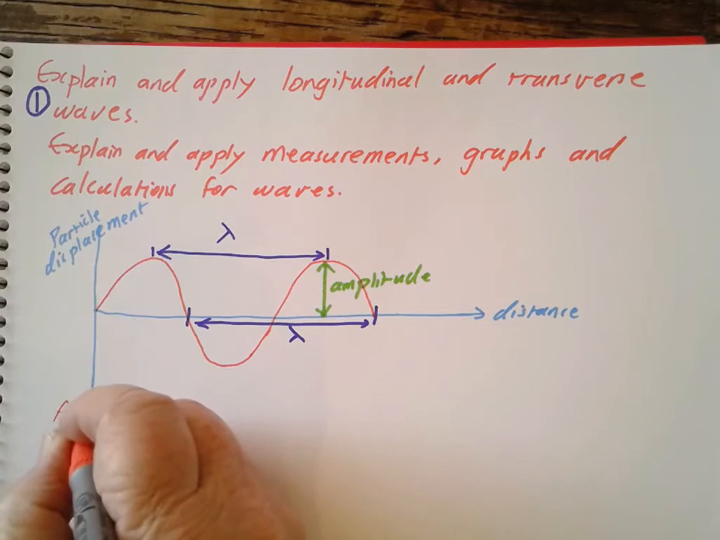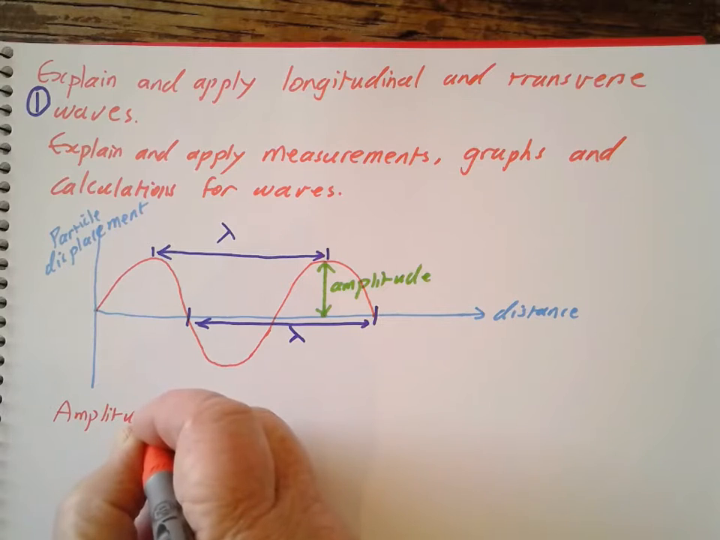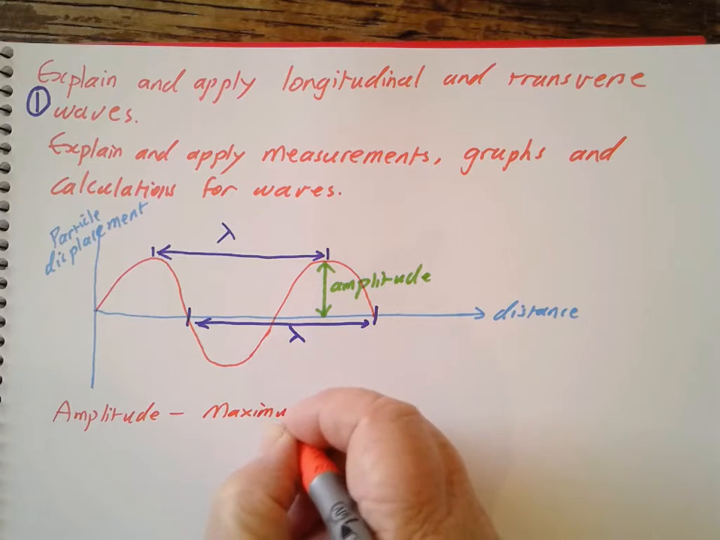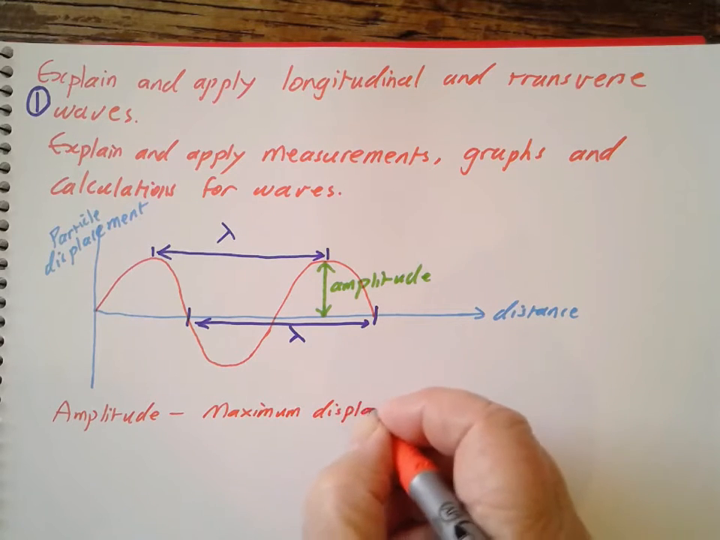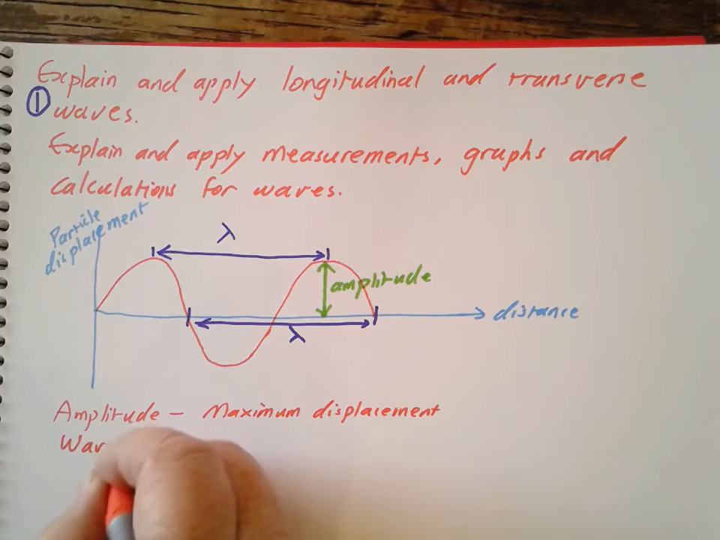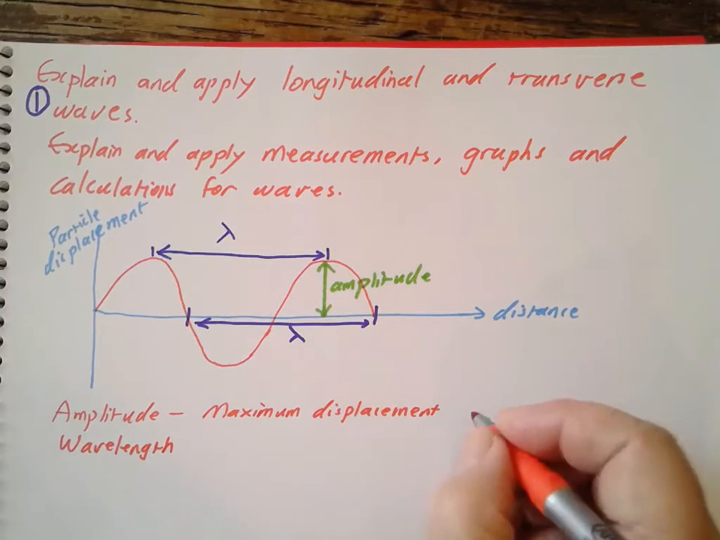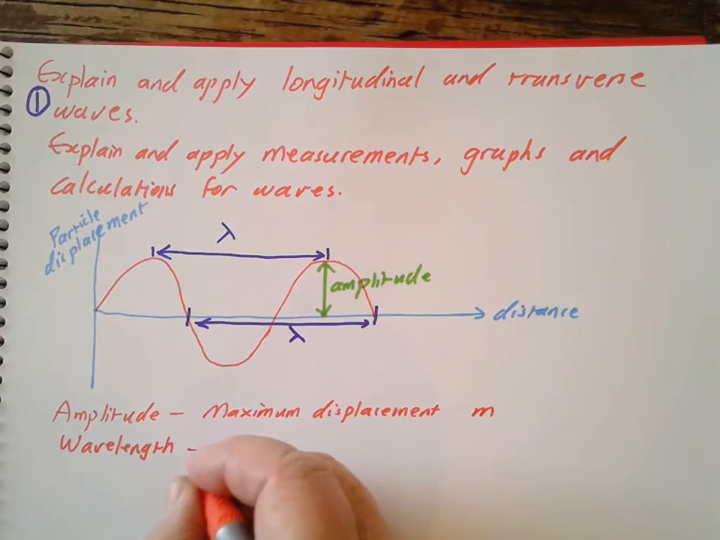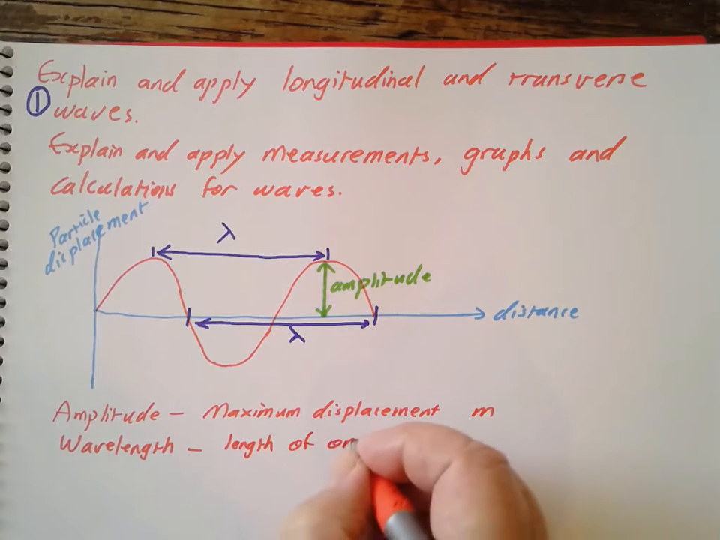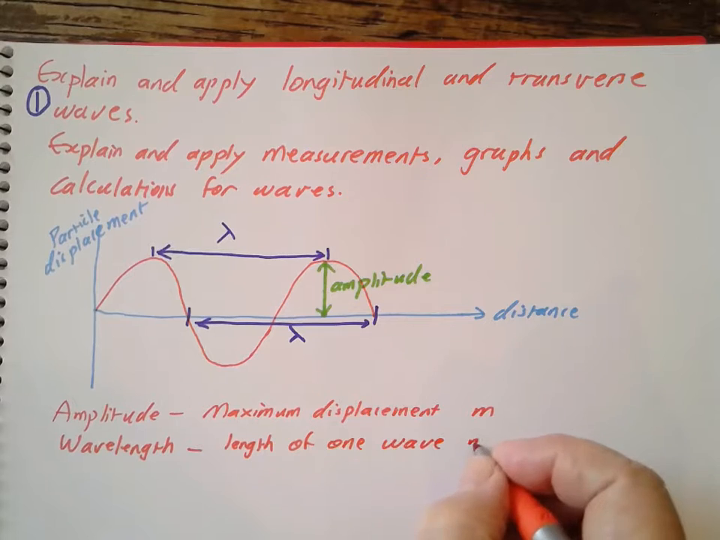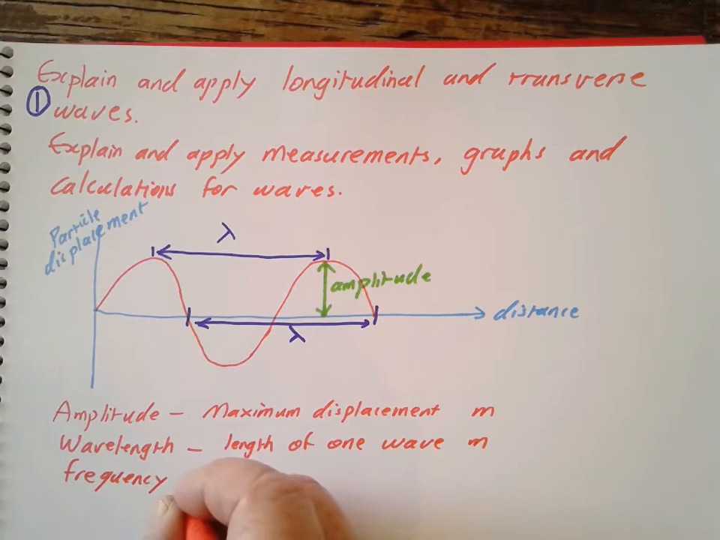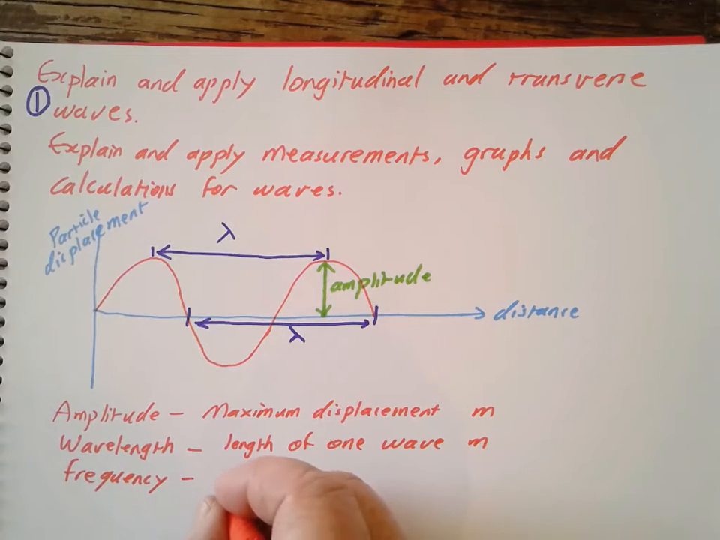So let's just do some definitions. Amplitude, that's maximum displacement. Wavelength is pretty obvious. We know we measure that in meters, obviously. Wavelength, we obviously know that, as it says, length of the wave. Frequency. And we know that's the number of waves per second.